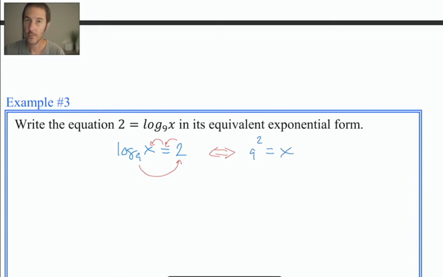We could go on and solve this statement. 9 squared is 81, so it appears that our x value is 81, but all we're being asked to do here is to write it in the equivalent exponential form. So this would be our answer.